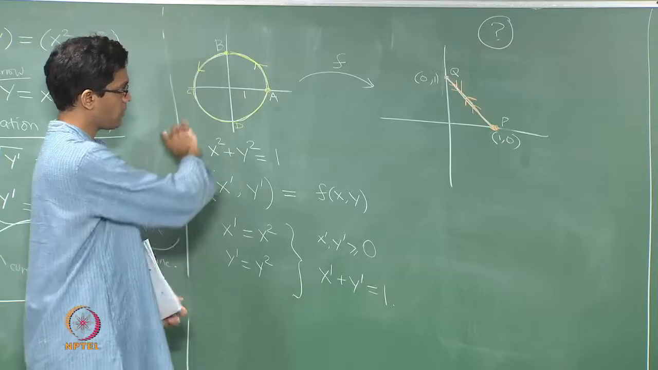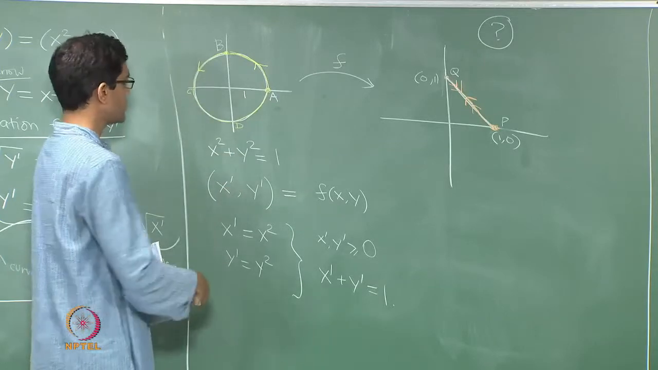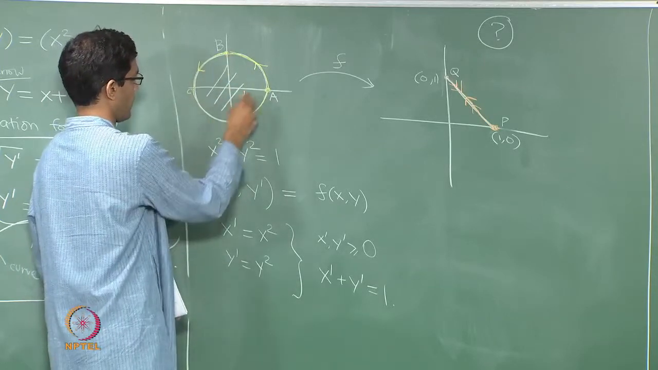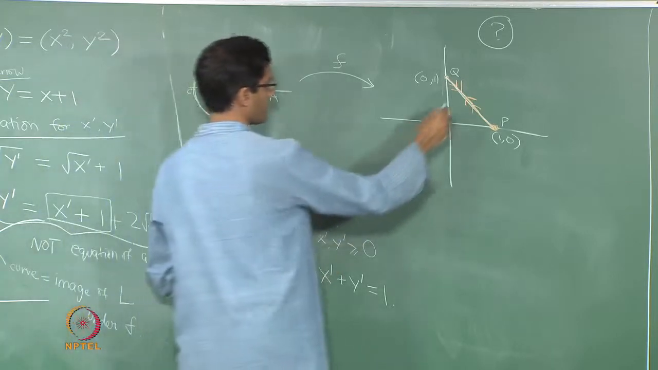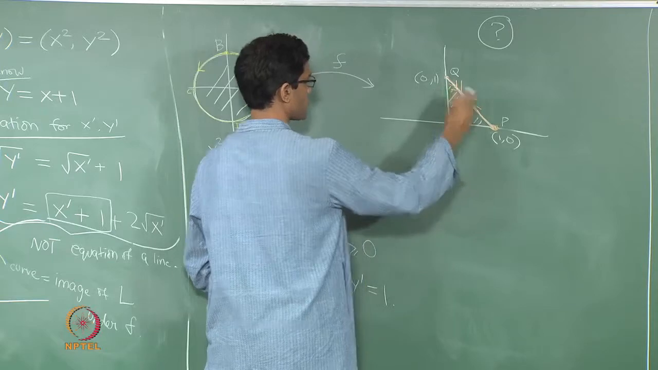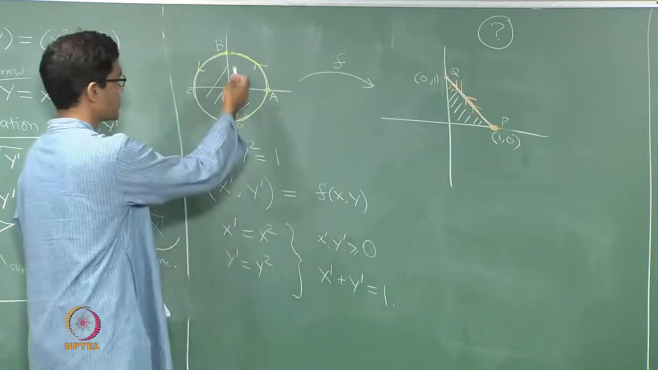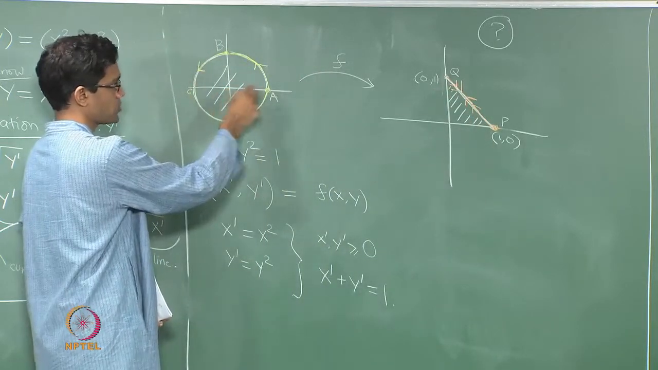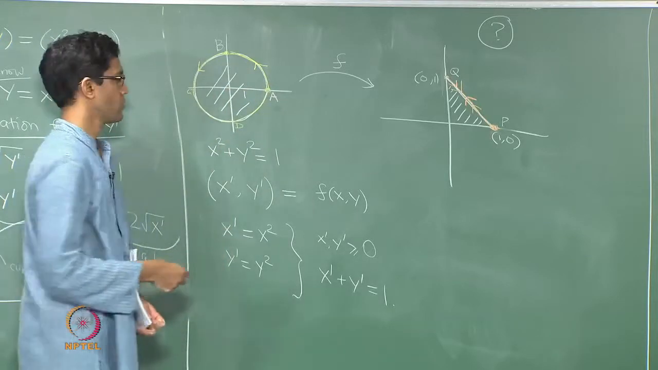And to really understand what this is doing, if you also look at the region inside this circle, what it is going to do is just map it to this triangular region here. Again, something for you to check, it is an exercise: take points inside the circle, for instance the origin maps to the origin and so on.